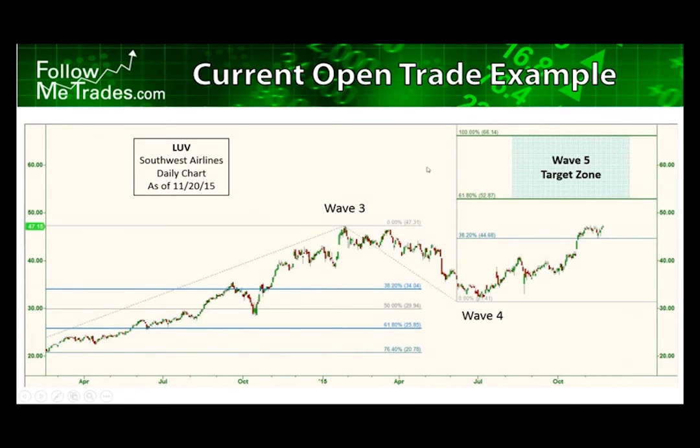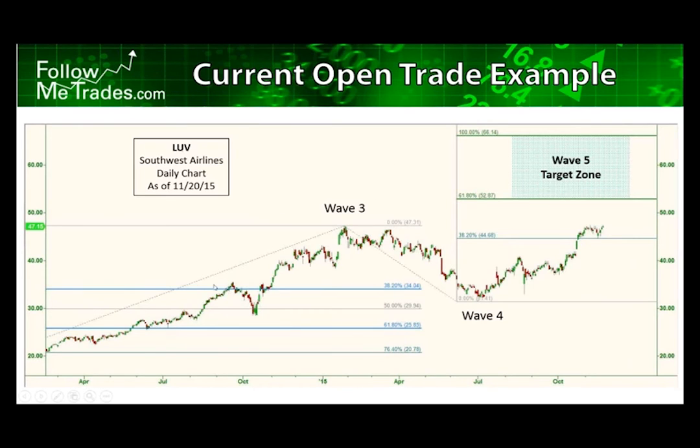Here's a current open trade. I think it was Susan asked, hey, do you got something current? Absolutely. Here's a trade we got open right now. This is one that I picked for my subscribers. I published it, and we are still in it. So this is Southwest Airlines, and this is as of Friday, so that's pretty current.